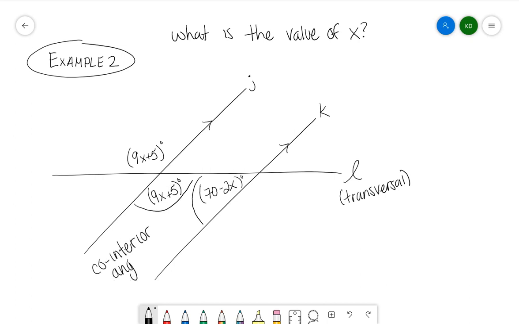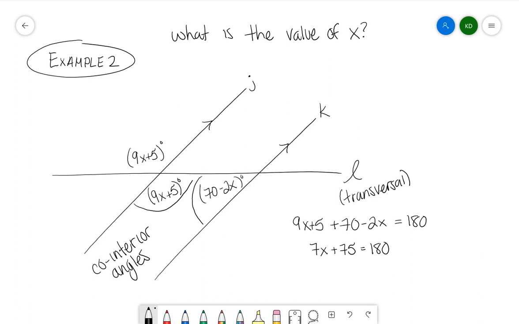What I know about co-interior angles is that they have to be supplementary. They have to add to 180 degrees. If these two things have to add to 180, then I can create an equation with that. I can start with 9x plus 5, and I can add 70 minus 2x, and those have to have a sum of 180. Now we can use some algebra skills and solve for x. So 9x minus 2x will give us 7x. 5 plus 70 will give us 75. And this is equal to 180.